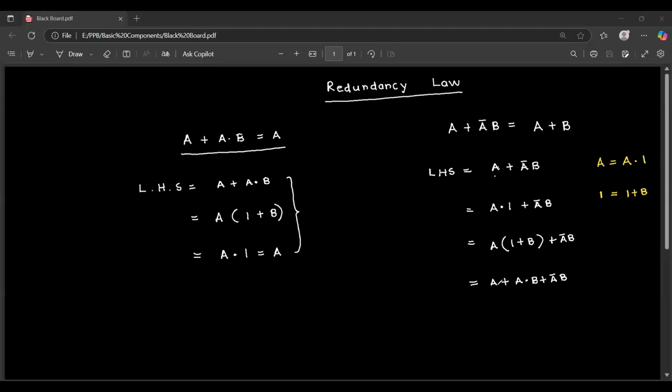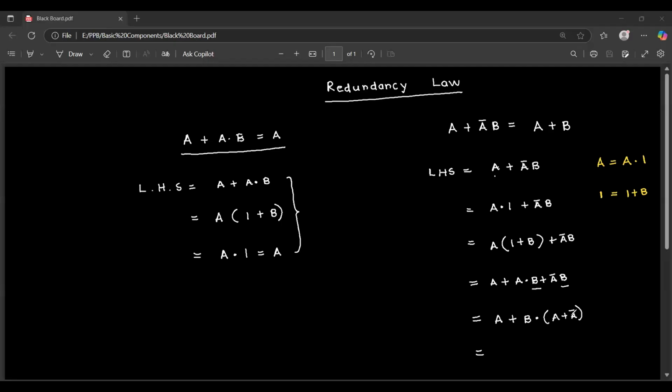Okay, so here what I'm going to do is simplify A dot B plus A bar dot B by taking B out. So it will be A plus B into A plus A bar. Okay, so what will be the final answer?